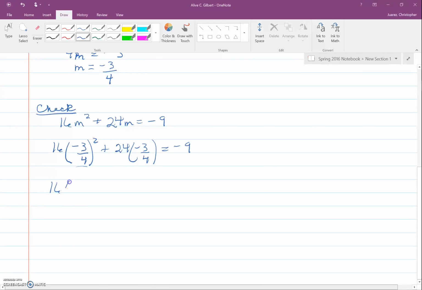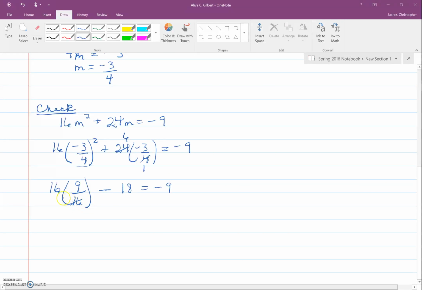So that's 16. Negative times a negative is a positive. 3 times 3 is 9, and 4 times 4 is 16. Positive times a negative is going to be a negative. Okay, positive times a negative is a negative, and I can cross cancel these. 4 goes into itself once and into that 6 times, so that's 18 equals negative 9.